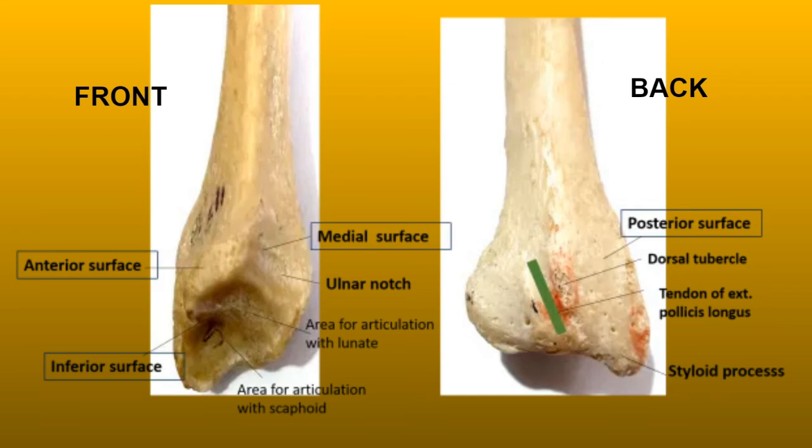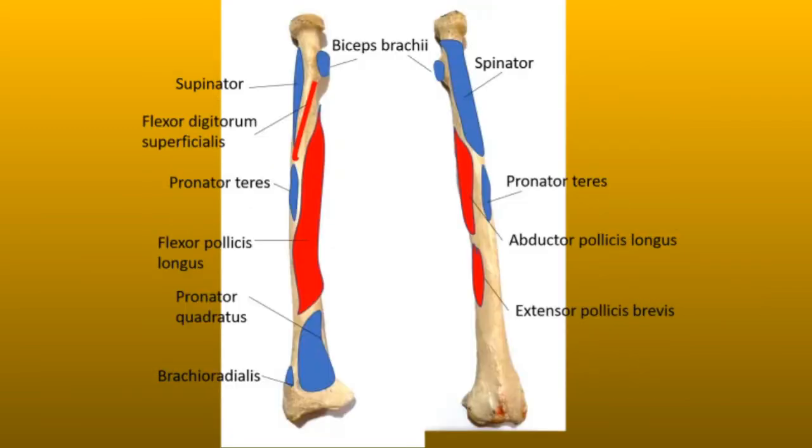Okay, now next are the attachments at the radius bone. First of all, remember the biceps brachii is inserted into the rough posterior part of the radial tuberosity. Remember, at the posterior part of the radial tuberosity there is the attachment of the biceps brachii insertion. Now the anterior part of the radial tuberosity is covered by a bursa.